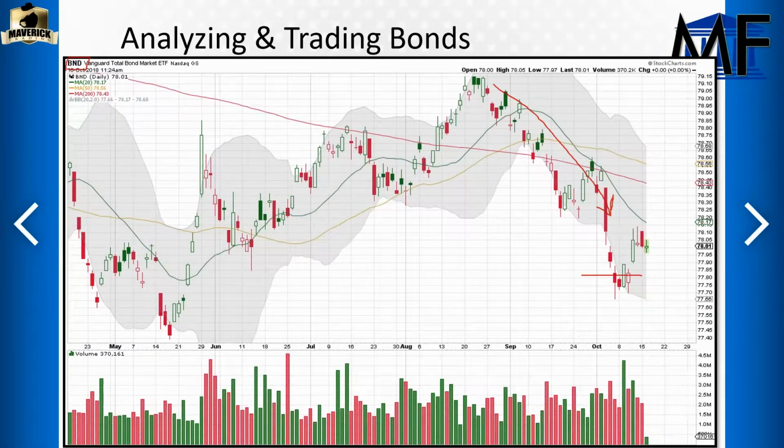And then BND, this is just corporate bonds. Vanguard example, these are corporations. So if you were to break this down, it would have Apple bonds and Google bonds and General Electric bonds or what have you, right? It's just a kind of a total bond market ETF. You can see again, bond prices have been dropping because yields have been going up.